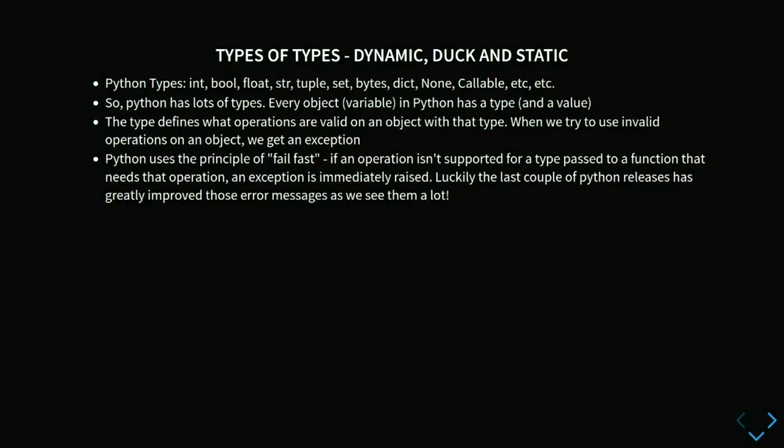Now, something I find that's really good about Python is this fail fast idea. It doesn't try to coerce types behind the scenes for you and just carry on. Instead, it tries to do the operation, and if it can't do it, an exception is raised. And in fact, there's been a lot of work on error messages recently that has made the error messages you get in the exception make a lot more sense. So I actually like that.